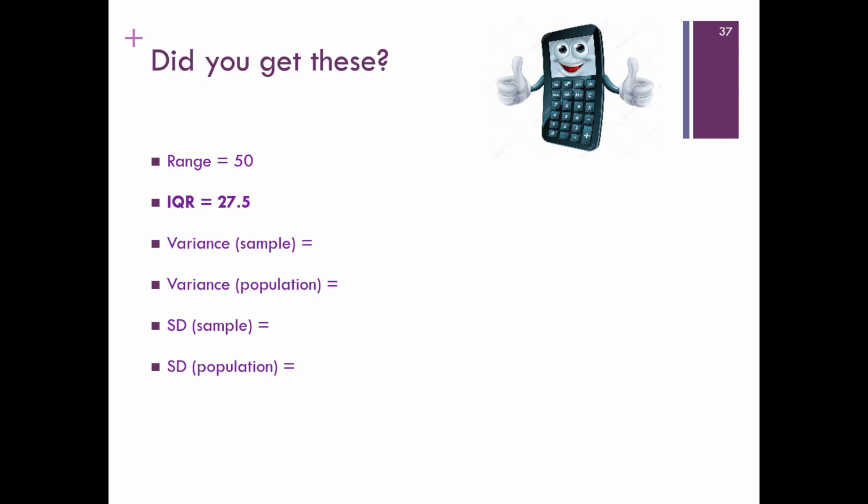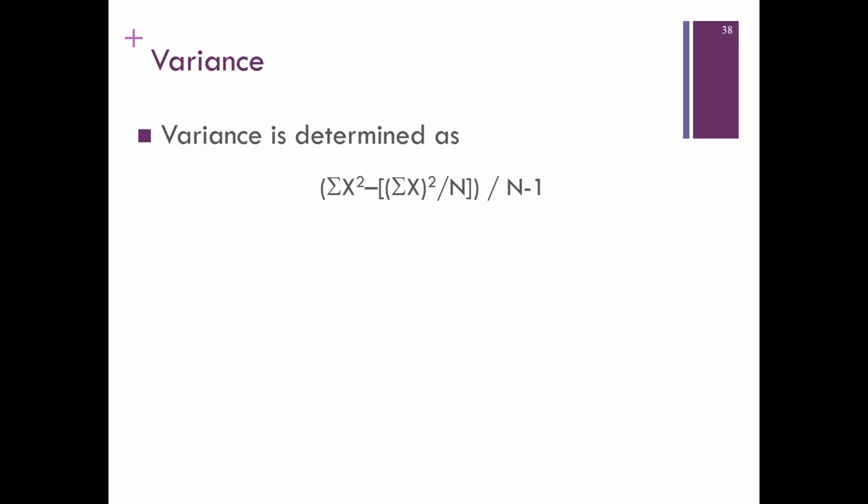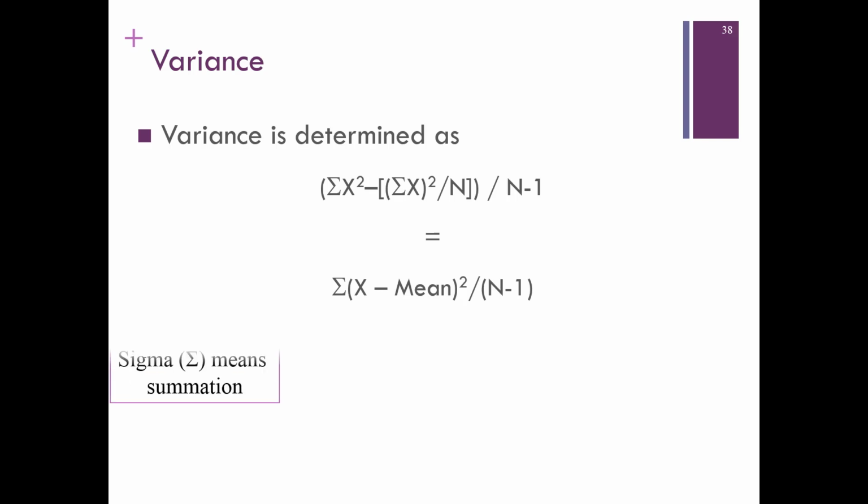Alright, on to variance. Variance is determined by this equation right here. Let me simplify that. You take each score and subtract the mean from it, square that difference, do that for every single score, and sum it all up. There's the summation sign, sigma. Then divide that sum by n-1, and you will get the variance. What you see in the numerator is called the sum of squares. Essentially you take the deviation from the mean for each score, square that, and sum it all up, and you get the sum of squares. Pretty descriptive name, isn't it?